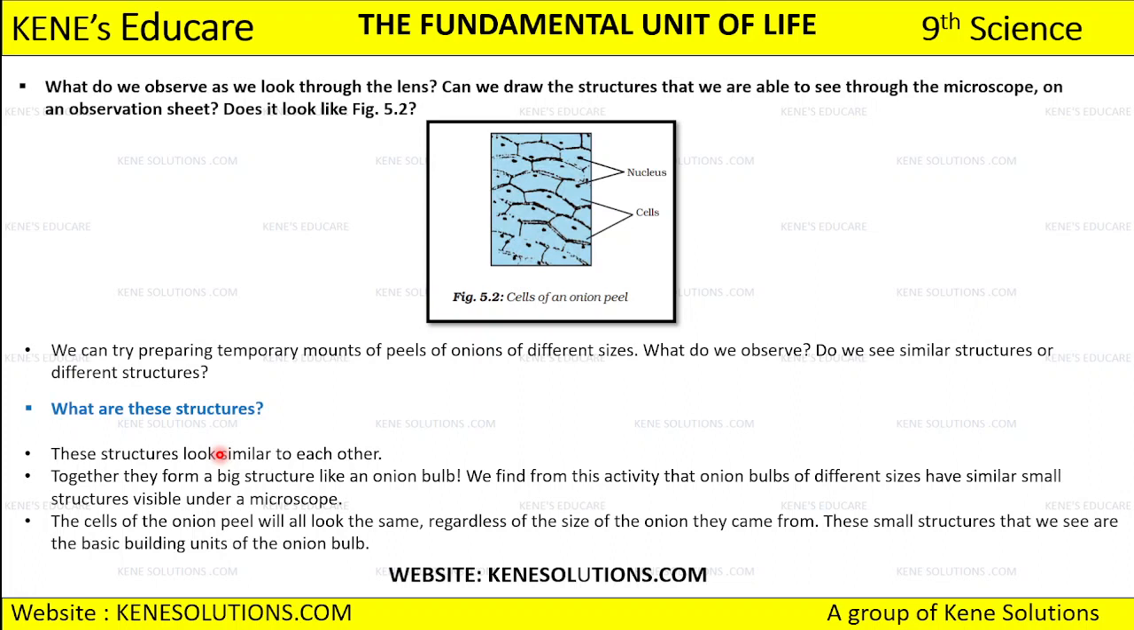Now here the question comes: अगर हम अलग अलग onions लेंगे different sizes के, will the cell remain the same? ऐसा ही cell दिखेगा क्या हमें? So the answer to that we gave was yes, all the structures are going to look similar to each other, and together when you bring all these structures, they are going to form a big structure like an onion bulb. वो कैसा structure बनाएंगे? They are going to make a big structure like an onion bulb, and we can find out from this onion bulb activity that different sizes are going to have similar small structures which will be visible under the microscope.